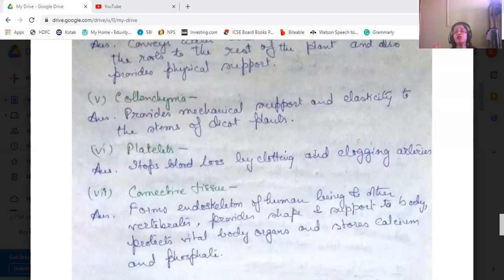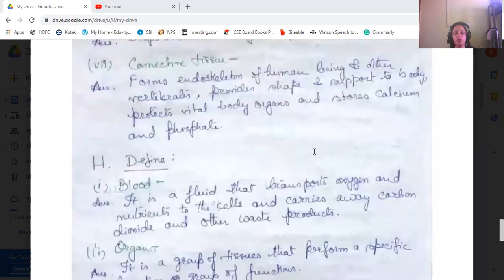Then connective tissues. This forms the endoskeleton of the human body and other vertebrates. Not only the human body, other vertebrates also have an endoskeleton, which is formed by connective tissue that provides shape and support to the body. It protects the vital body organs, and also stores calcium and phosphate.